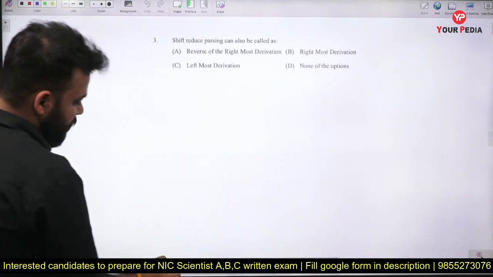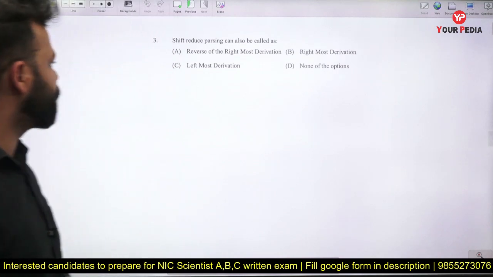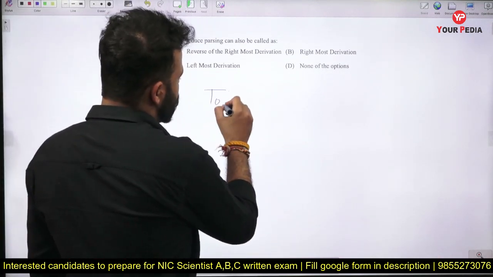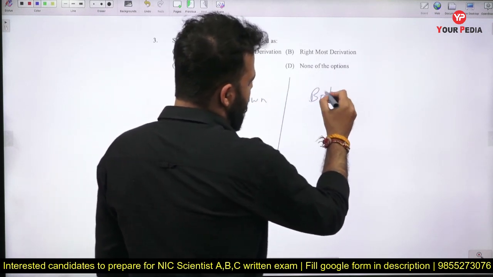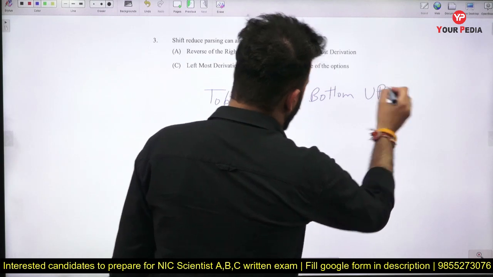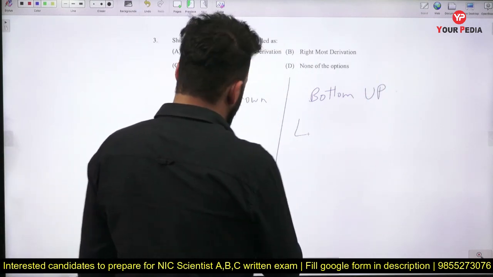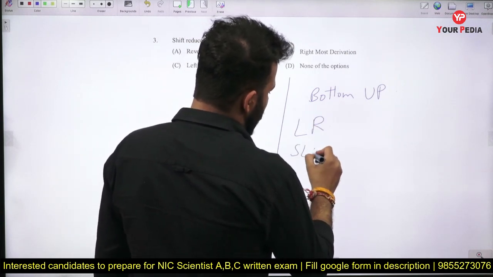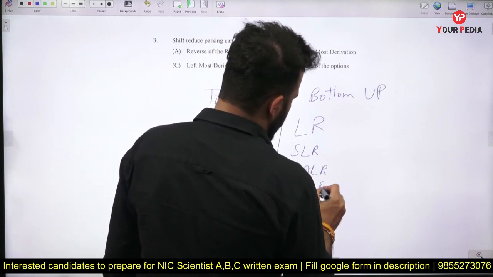shift reduce parsing can also be called as, okay. So shift reduce parsing. Now there are two types of parsers: top down parsers and bottom up parsers. Now top down parsers are LL parsers, and bottom up parsers are LR, SLR, LALR and CLR.